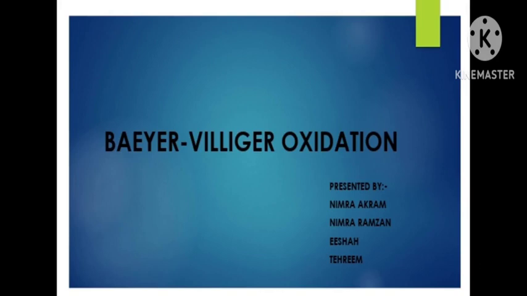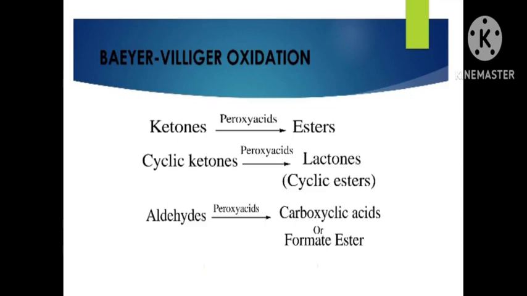The topic that I am going to present is Baeyer-Villiger oxidation. So first of all, what is Baeyer-Villiger oxidation? Basically, it is an organic reaction that involves the conversion of ketones into esters by using oxidizing agents that are peracids or peroxy acids, like metachloroperoxybenzoic acid, hydrogen peroxide, these kinds of peracids or peroxy acids.